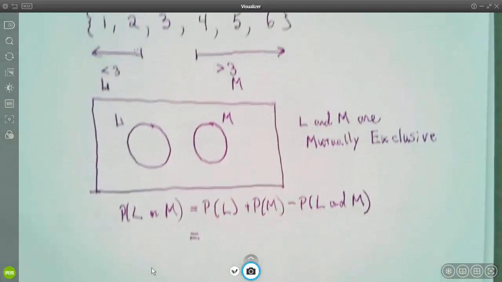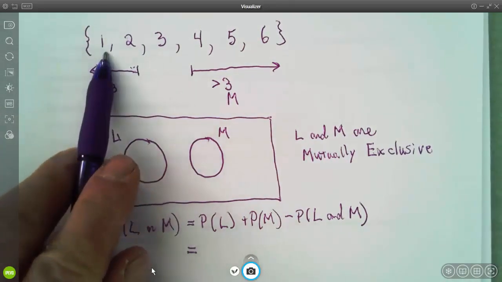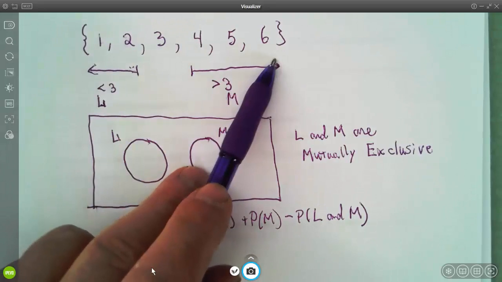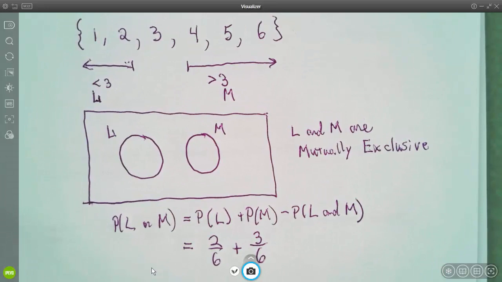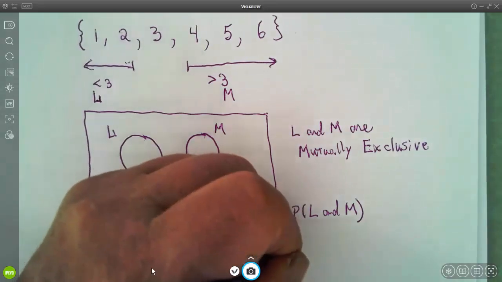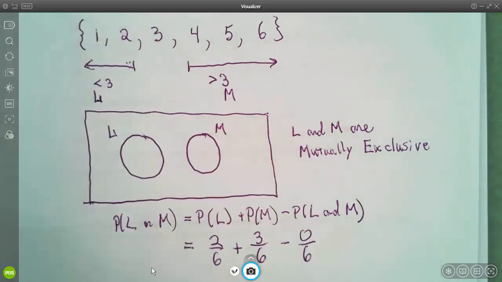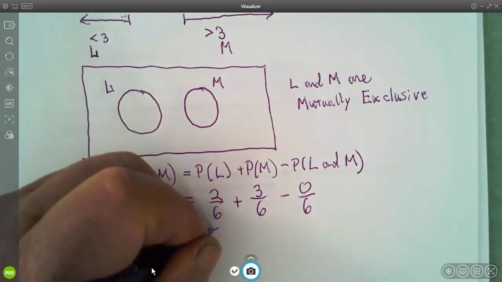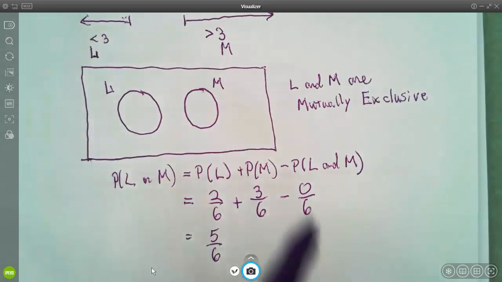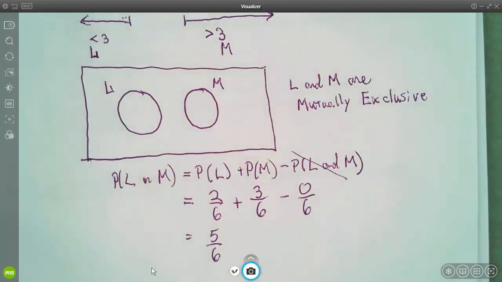The probability that the roll will be less than 3 is 2 out of 6. The probability that it will be more than 3 is 3 out of 6. And what's the probability that the roll would be simultaneously both less than 3 and greater than 3? Well, that's impossible. L and M don't overlap, so 0 out of 6 of our outcomes give a number of dots that's both less than and more than 3. So this is equal to 5 sixths, but the thing you notice is that if we had simply neglected this term, we would have been neglecting a 0, and we would have gotten the same result.